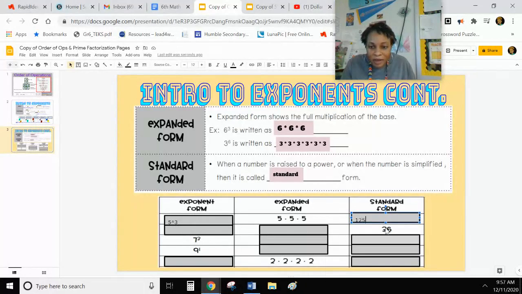The next one, I have 36. So 36 is 6 times 6 to give me 36. So 6 times 6 is 36. So that would be 6 raised to the 2nd power, or 6 squared. So what I want you guys to do is pause and practice the next 3.